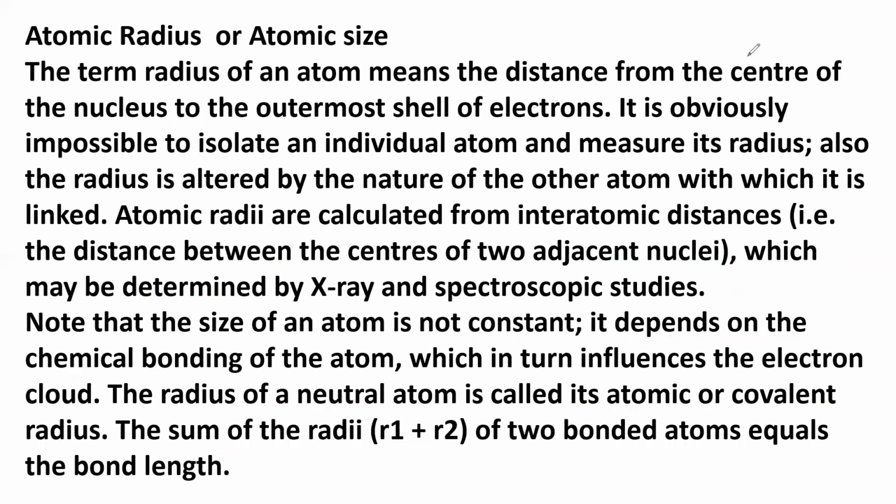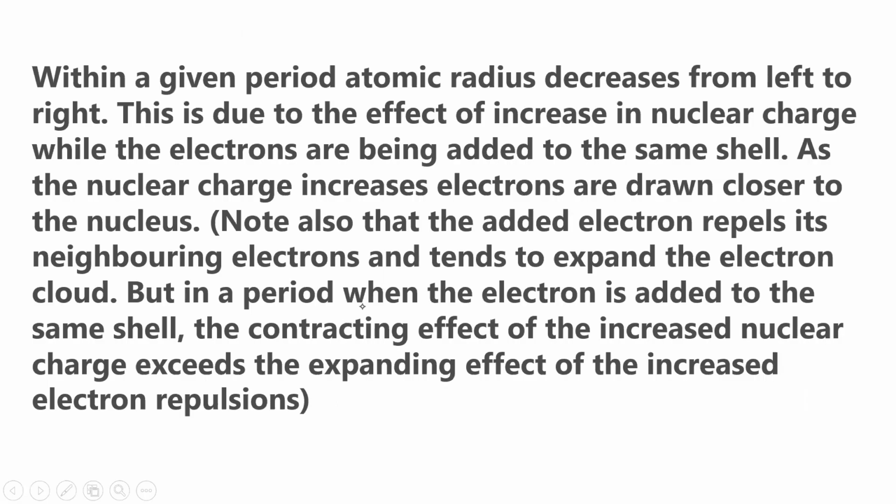The term radius of an atom means the distance from the center of the nucleus to the outermost shell of electrons, already we discussed. It is obviously impossible to isolate an individual atom and measure its radius, so that can be determined only by means of bond length. Next. Within a given period, atomic radius decreases from left to right. This already we discussed. This is due to the increase in nuclear charge while the electrons are being added to the same shell. Very, very important: as the nuclear charge increases, the atomic radius decreases.